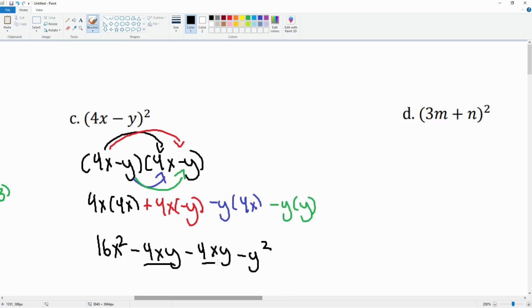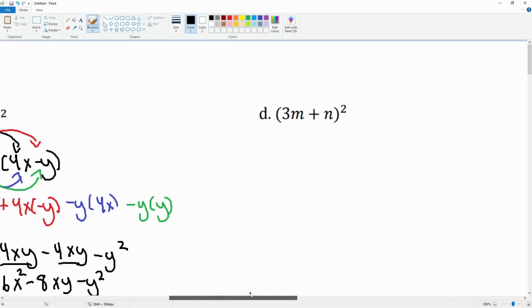Notice these are like terms. Negative 4xy and negative 4xy becomes negative 8xy. Bring everything else down. And there you go. The final answer is 16x squared minus 8xy minus y squared.